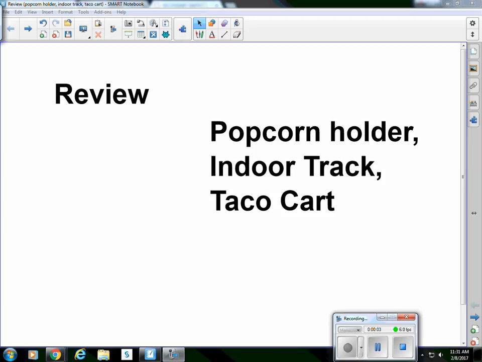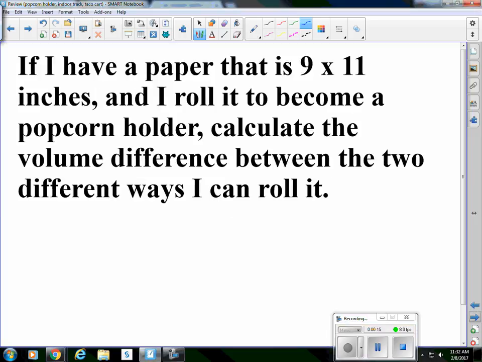This video clip is a review of some of the things that we've done in Math 1 that review some skills that we should have learned earlier, maybe in 7th or 8th grade, but just practice them, keep them fresh. So I have a paper that's 9 by 11, and I roll it to become a popcorn holder. Calculate the volume difference between the two different ways that I can roll it.